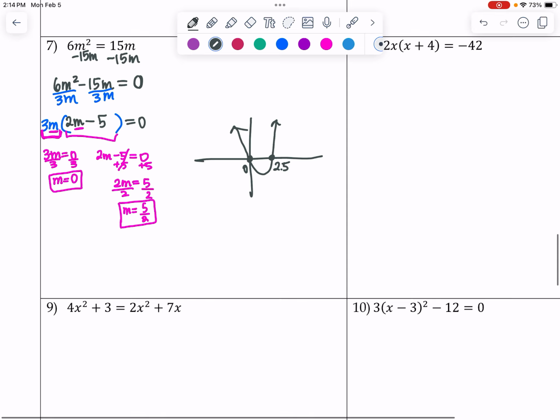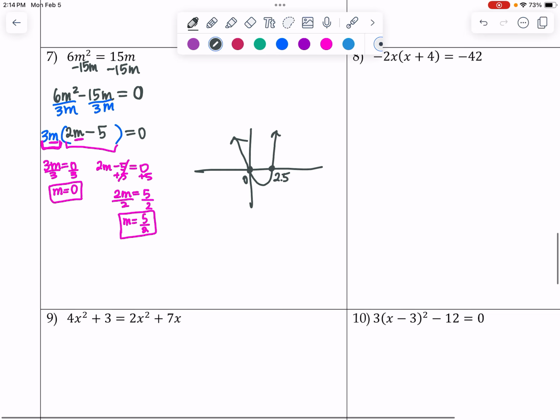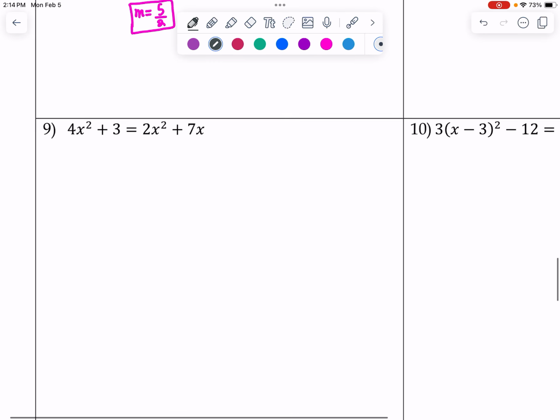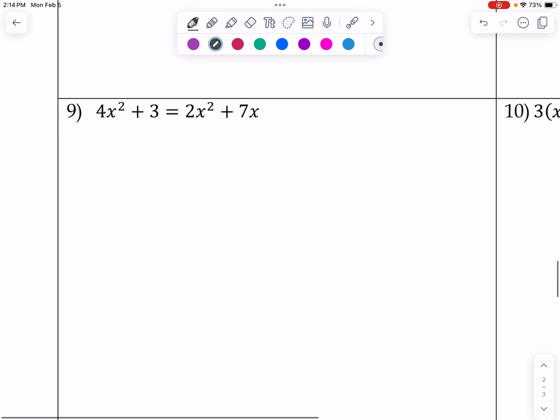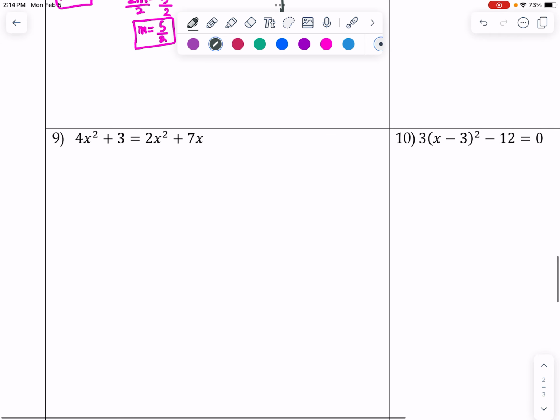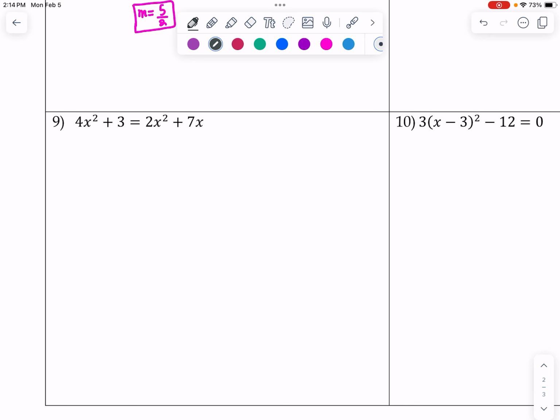Desmos will give you the decimal first. Okay, number 9. This one's the most in-depth one. And so if you can handle number 9, you can handle anything on the test. And so this is another one that we need to set equal to 0.